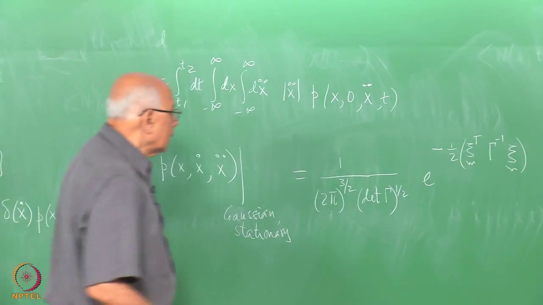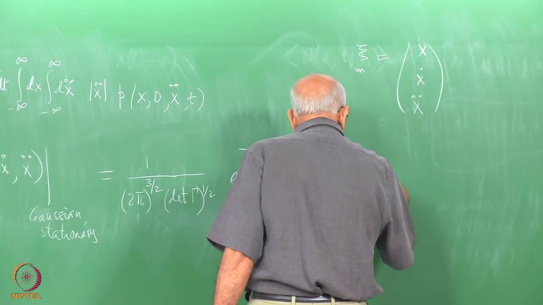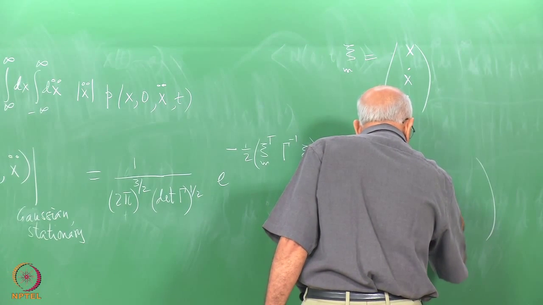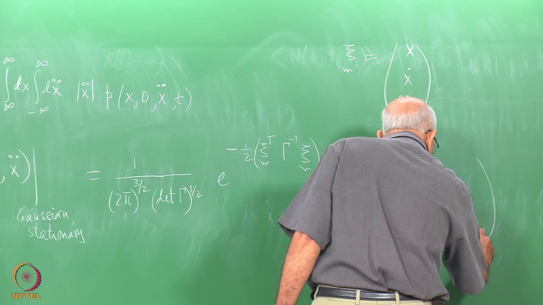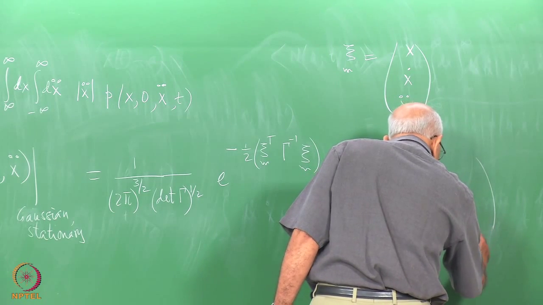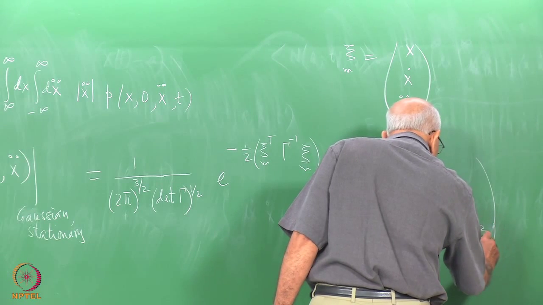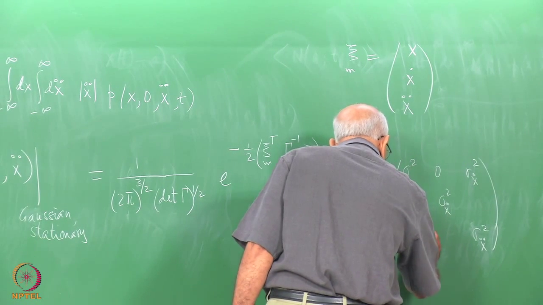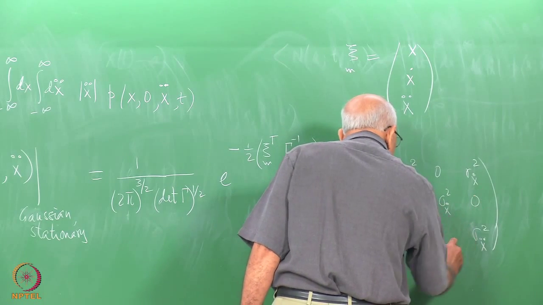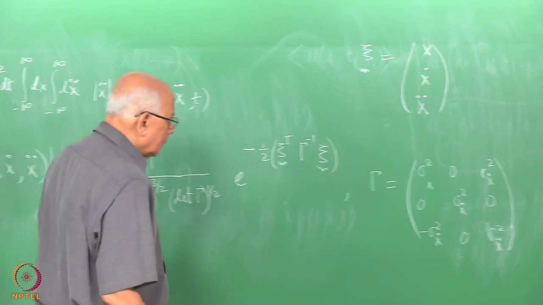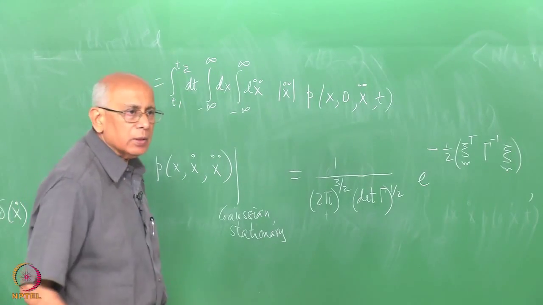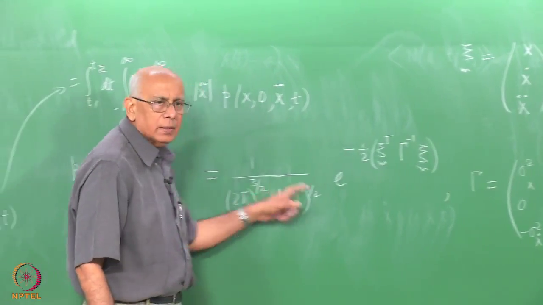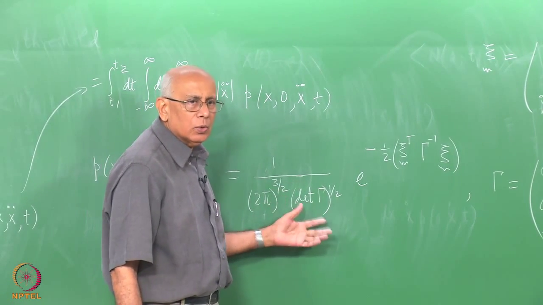Where this covariance matrix gamma looks like this. It's got sigma x squared, sigma x dot squared, sigma x double dot squared in the diagonal elements, and then there's a 0, but there's a sigma x dot squared here and a minus sigma x dot squared here. And that's what this matrix looks like, and you need to find its inverse and plug it in here and so on. Crucial thing is this, this guy sits here in general. Any multivariate Gaussian, you know that.